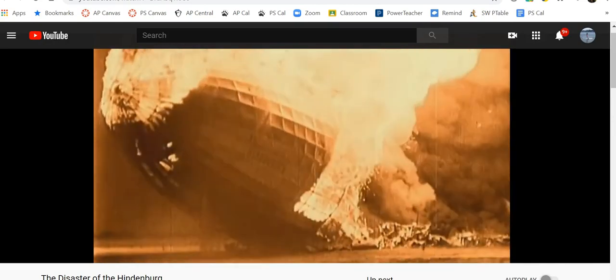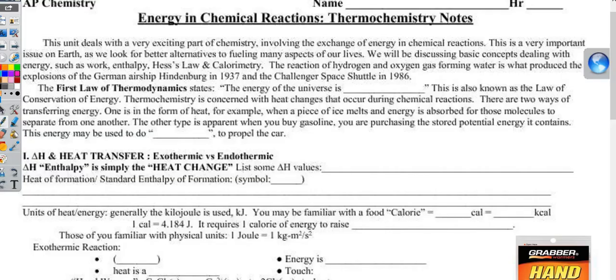36 people are killed. So obviously a brilliant idea, but then a terrible disaster that came from it. And something similar happened with the Challenger space shuttle in 1986.